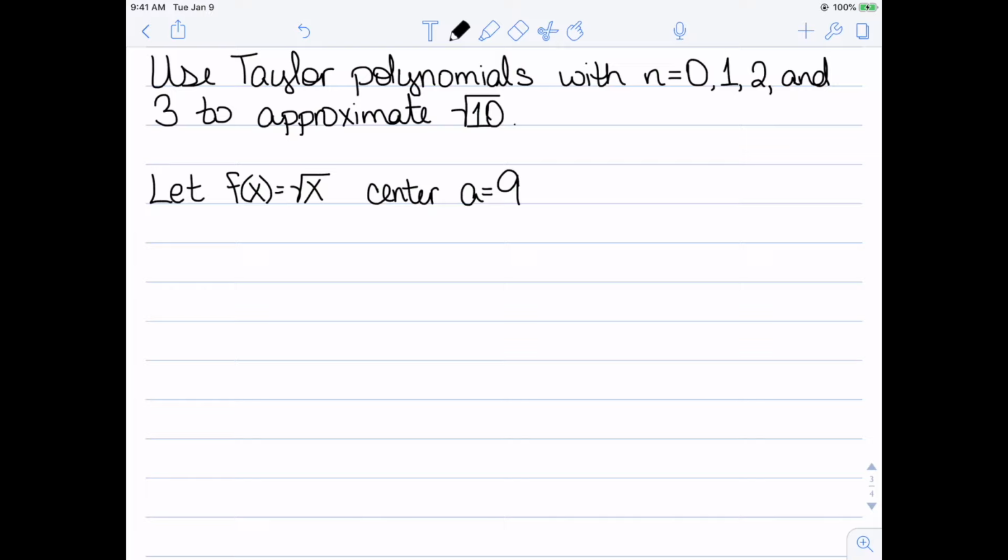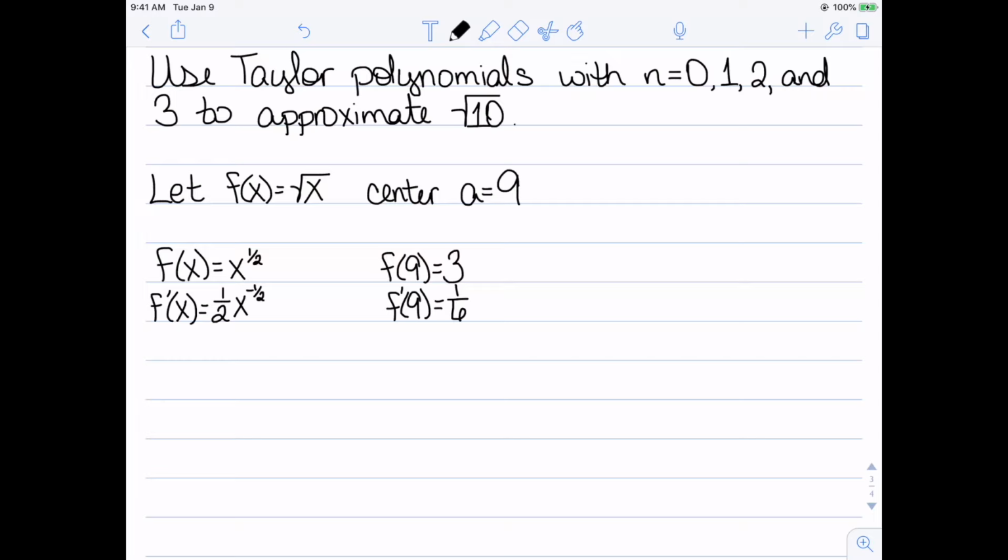So now we need to start by finding our derivatives and evaluating them at our center. We start with just our function, which I'm going to go ahead and write as x to the 1/2, and then we evaluate that at 9. We have that f of 9 is equal to 3. Now we start taking derivatives. The derivative of x to the 1/2, we bring the exponent down and subtract 1. So I have 1/2 x to the minus 1/2, which gives me 1 over 6 when I stick in 9.